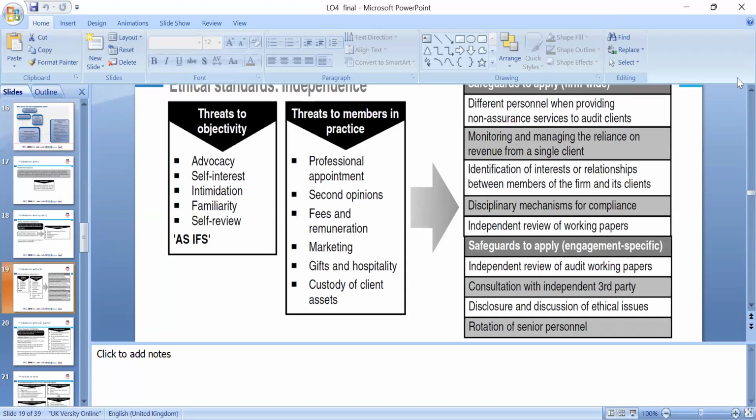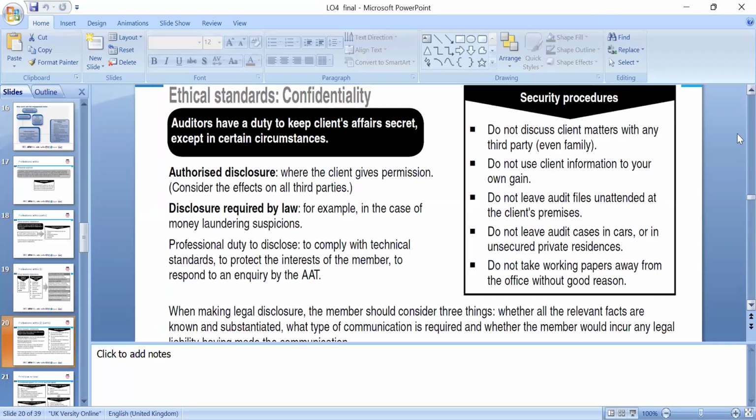So you have to draw the line and use professional judgment, the mechanism of compliance, the safeguards, engagement, consultation, and third parties. So the evidence needs to be in line.